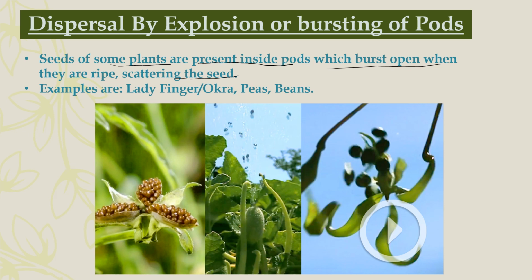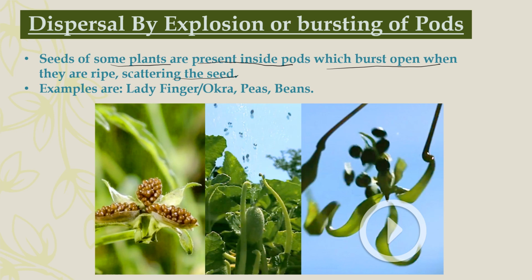If you talk about okra or the ladyfinger, or the peas or the beans, the seeds of those plants are covered, they are packed like that. But what happens is, when they are fully ripe, they burst, they explode. That's how those peas or the seeds of ladyfinger scatter around, and that's how new plants grow from them.